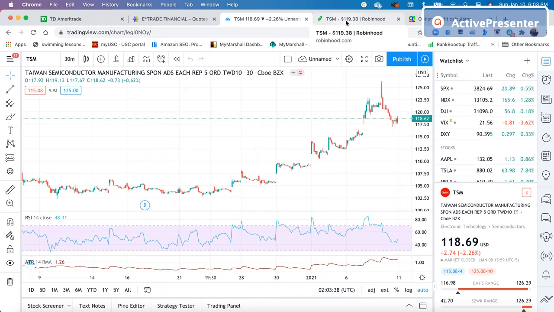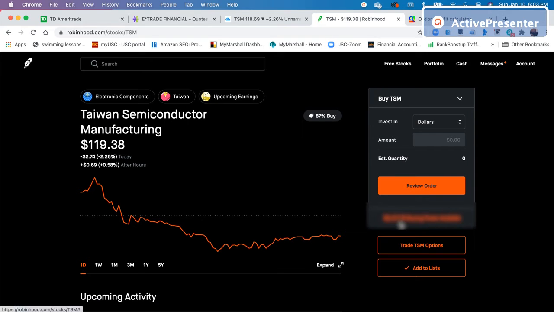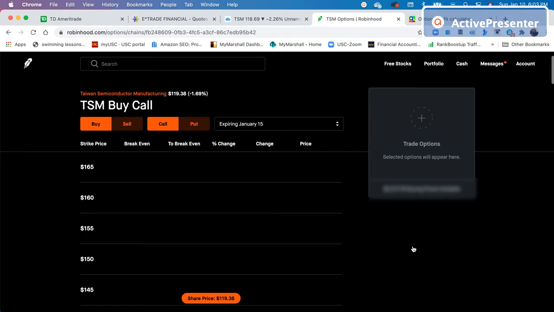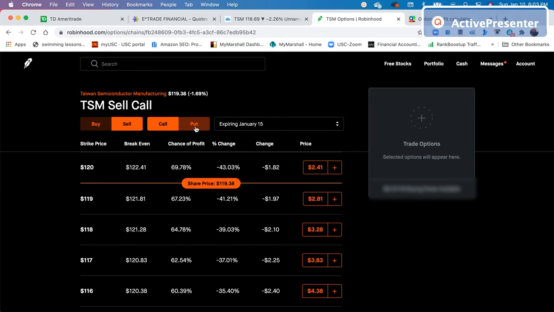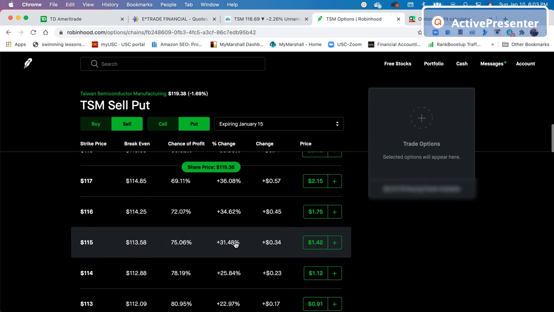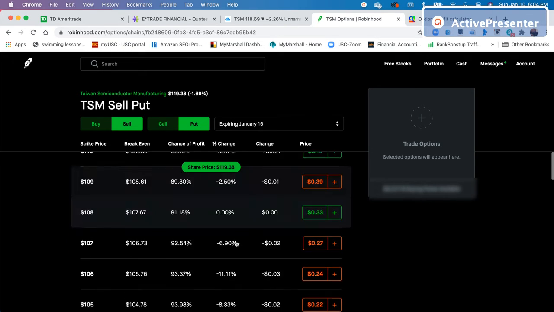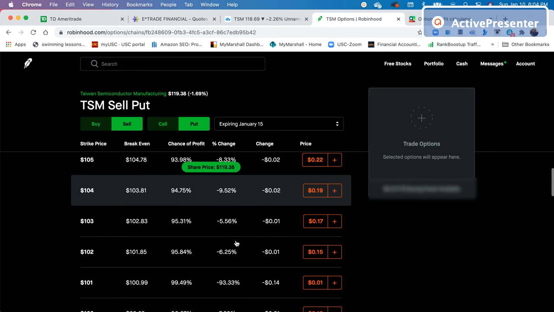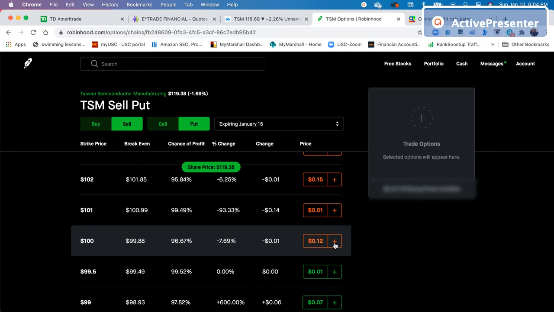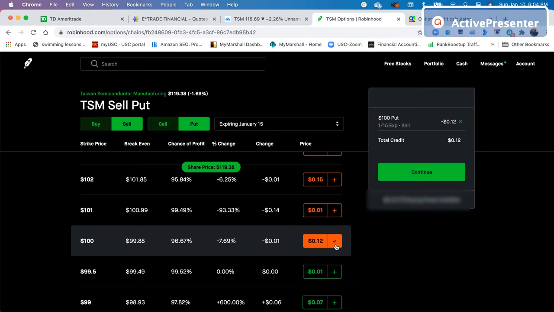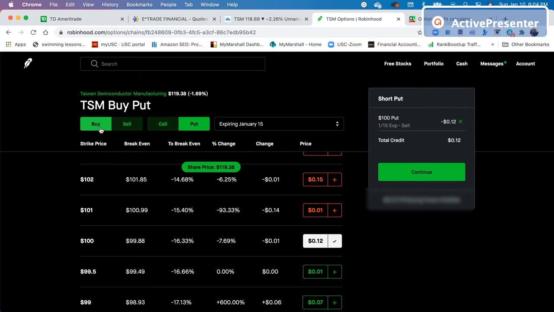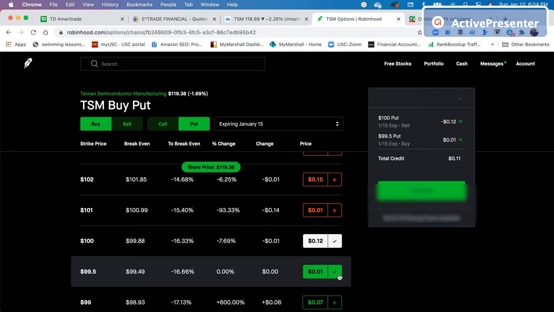Next, we're actually going to do the trade now. So we're going to trade the credit spread, and I'm going to do a sell put, with expiration on Friday, January 15th. I'm going to do something different on the calculator. Okay. For me, what I'm going to do is a sell put at 100, and then a buy put at 99.5. Okay.